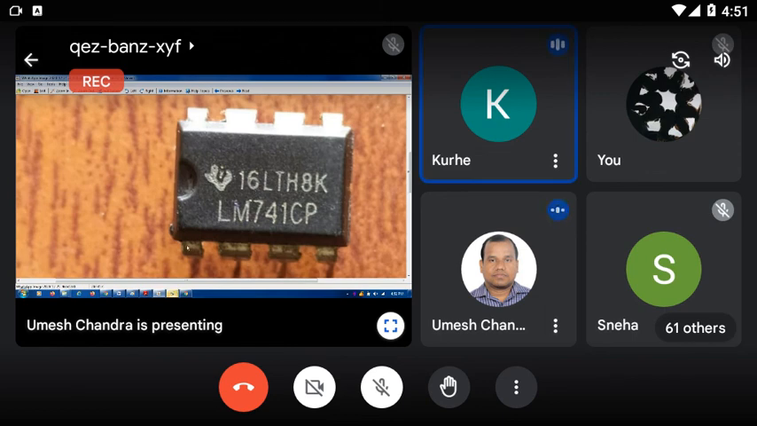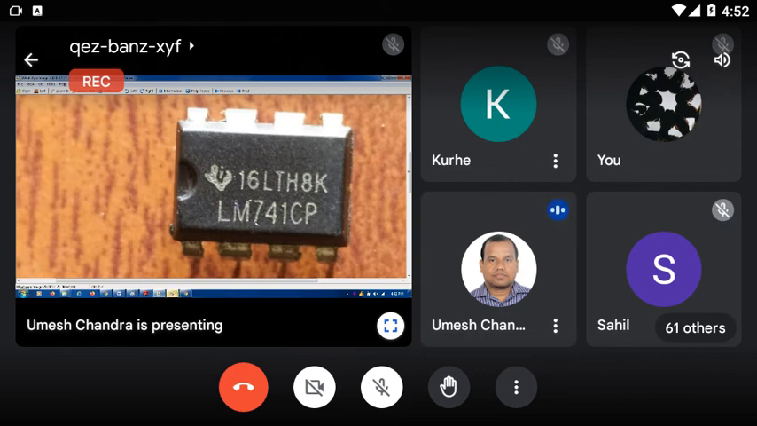Sir, is it necessary to remember these numbers? Only this number 741, you remember. Maybe another company's specification has other letters, but just know this number 741. Sir, is this the same for all ICs? Yes, the same number. 741 means operational amplifier IC. Okay, sir.